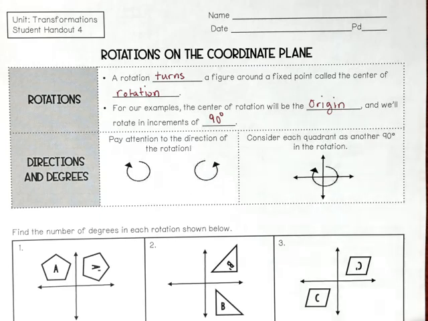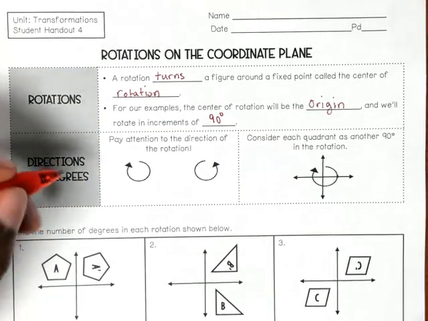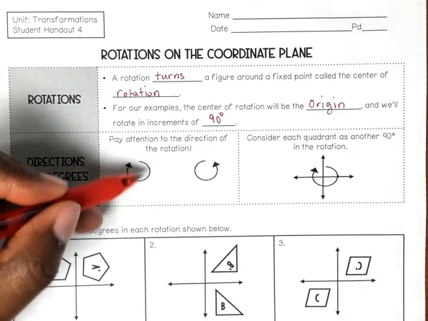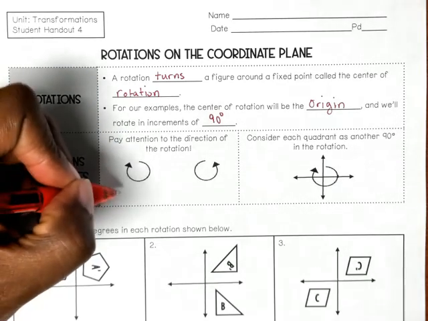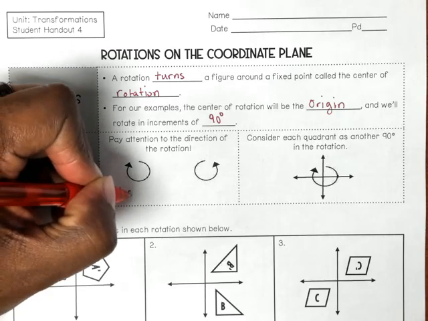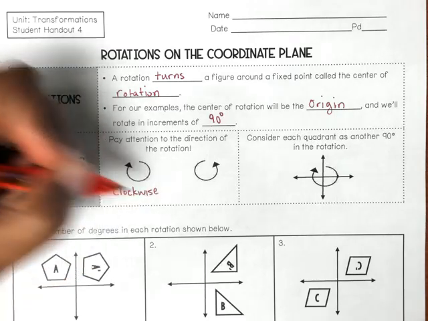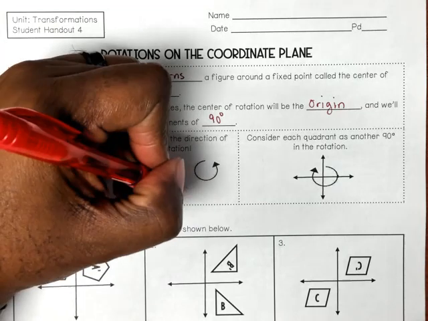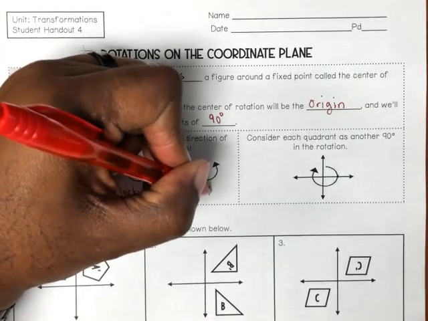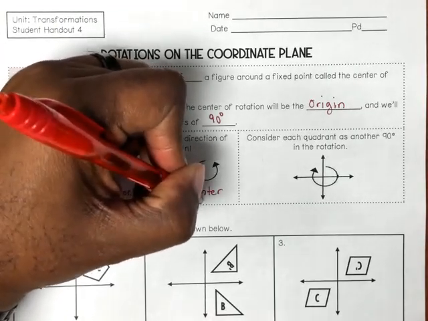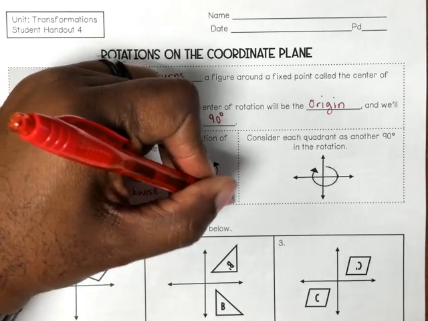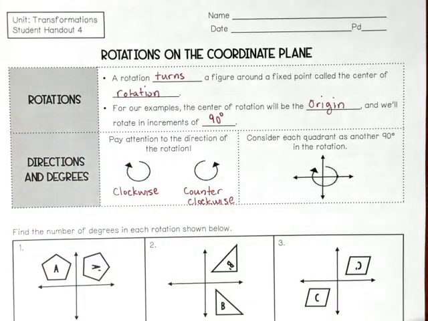The other thing we need to be mindful of is the direction that we go. We can rotate either clockwise or counterclockwise. Clockwise goes in the direction of the clock, and counterclockwise goes in the opposite direction. We also have the increments of 90 degrees that we were talking about.